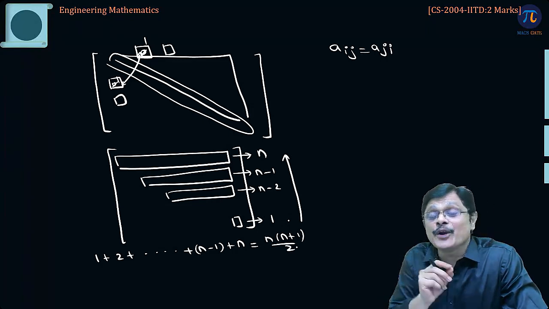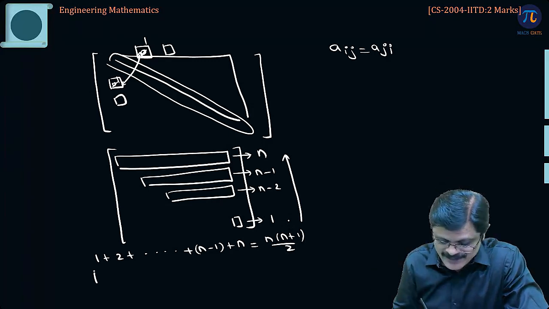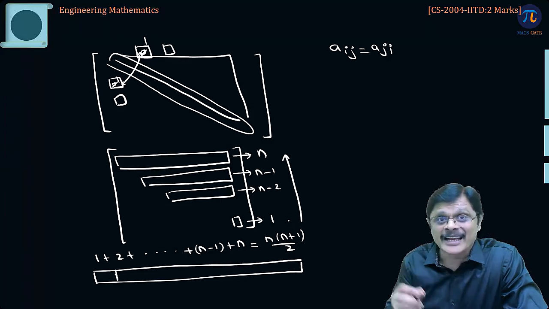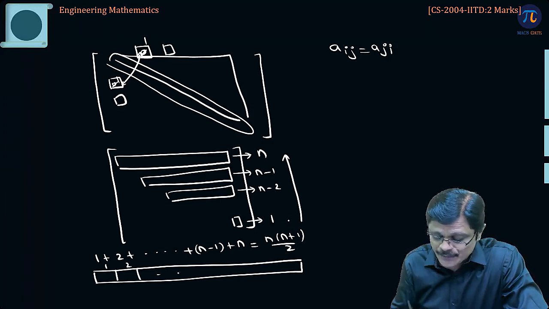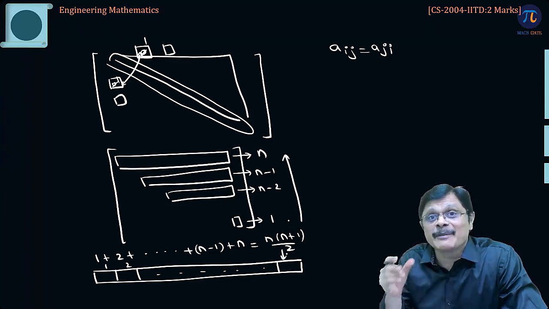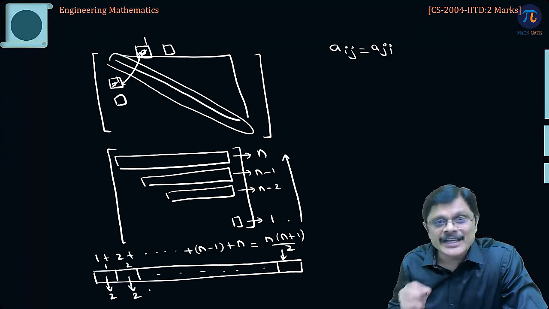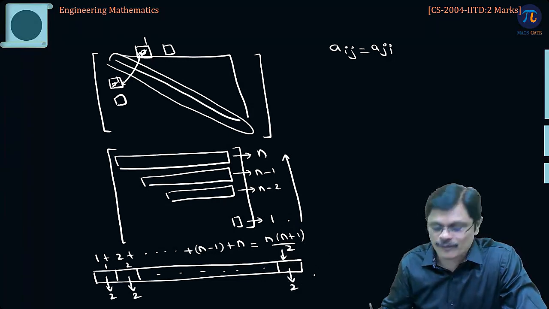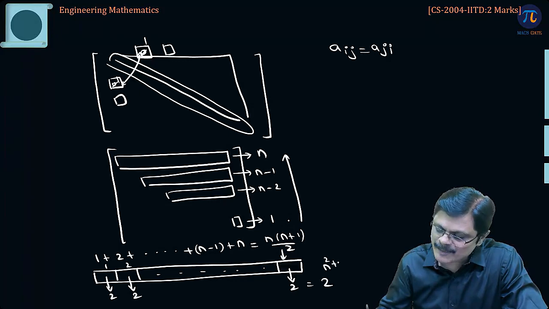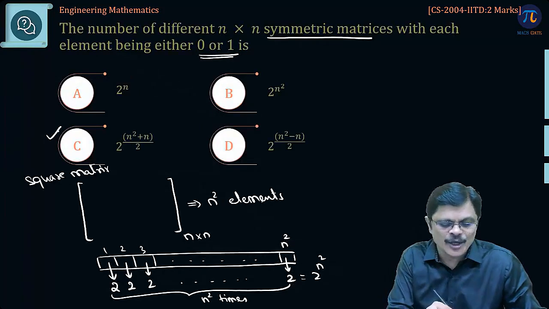which is n into n plus 1 by 2. That is, we need not fill n square elements. We need to fill only n into n plus 1 by 2 elements. So this many positions we need to fill, and each position can be filled with either 0 or 1. So the count is 2 power n into n plus 1 by 2, or n square plus n by 2. So the correct answer for this problem is option C.